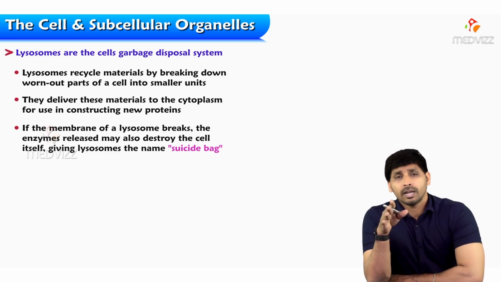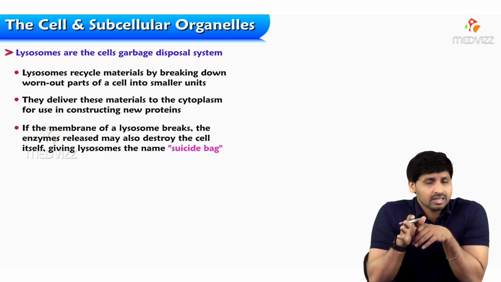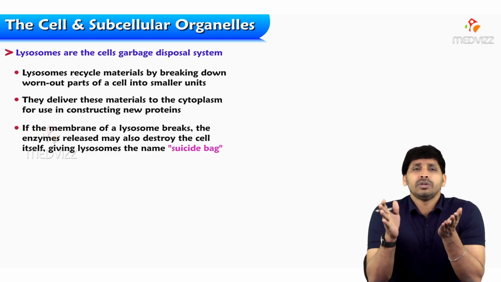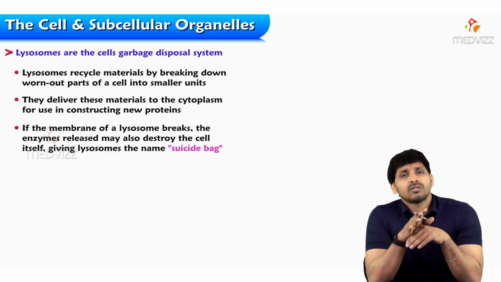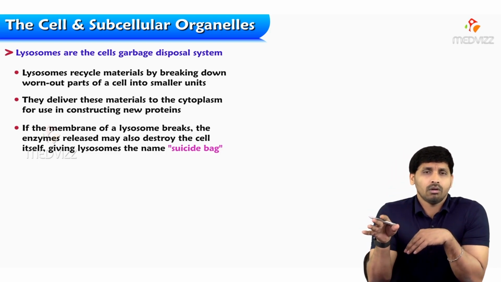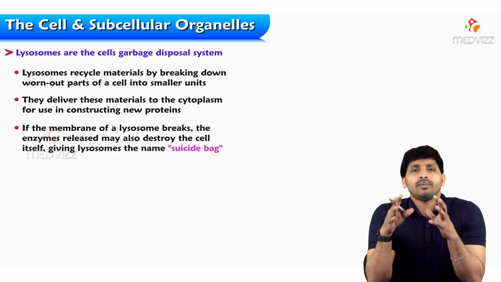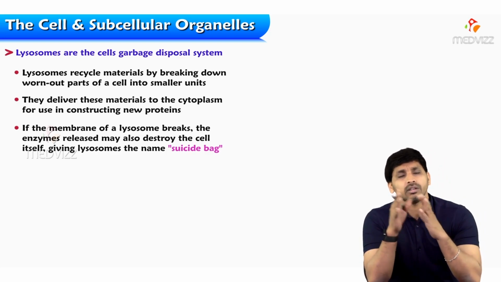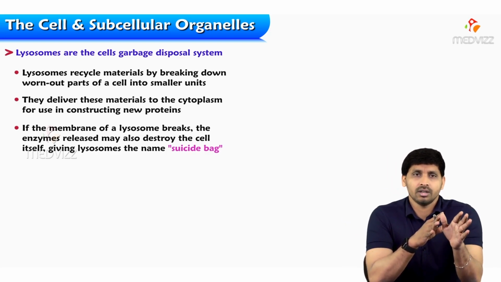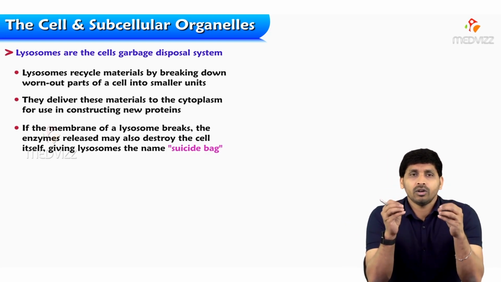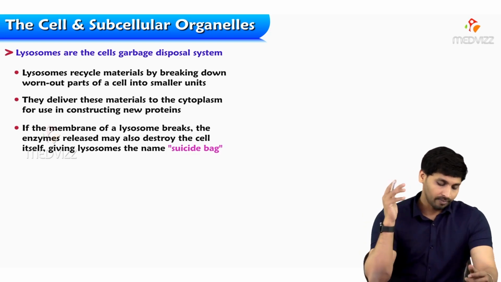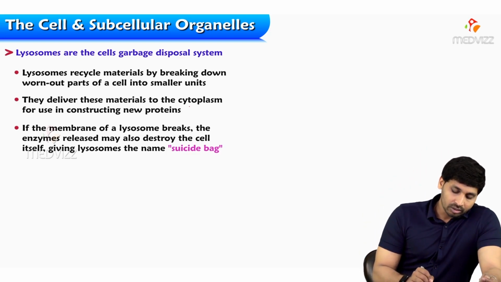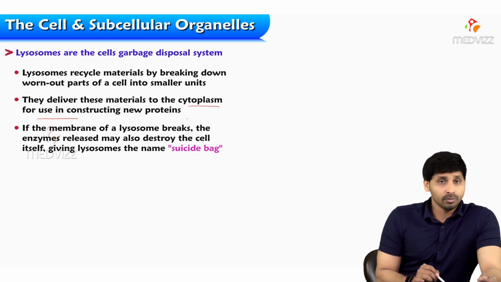And globin, they are proteins, right? So they are taken up by these lysosomes and broken down into individual amino acids, and these amino acids will be transported to a pool called the amino acid pool in the body. From there, whenever these amino acids are needed to synthesize a particular protein, they will be transported. So this is totally dependent on the activity of lysosomes. They deliver these materials to the cytoplasm for use in constructing new proteins.